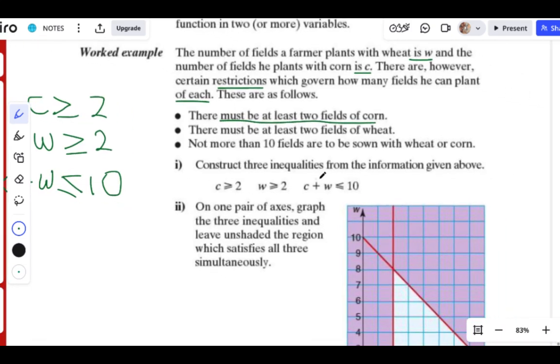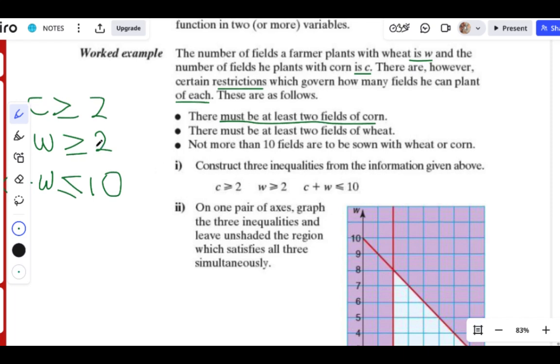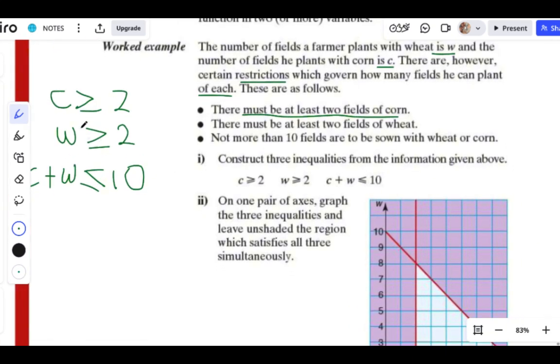The first task is to construct 3 inequalities from the information given above. You see, we already constructed the inequalities. We've given the 3 inequalities: C is greater than or equal to 2, W is greater than or equal to 2, and C plus W is less than or equal to 10, right? This is the first thing. You get maybe 3 marks in the exam for being able to construct these 3 inequalities.